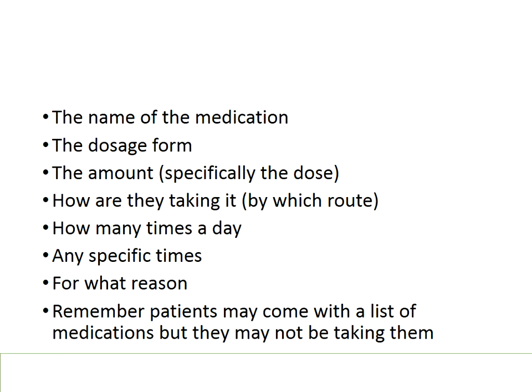So as in the previous example, we want the name of the medication, the dosage form, the amount, how they're taking it, by which route. There is something like 126 different routes somebody came up with. Only half a dozen of those are quite common. The rest of them are quite bizarre. But there's plenty of ways you can get medicine into your body.